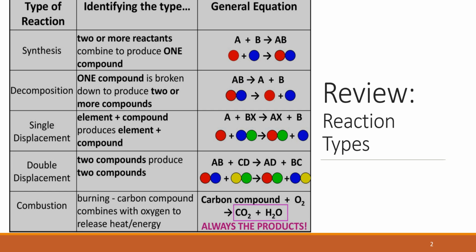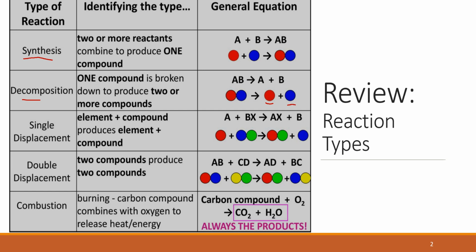Starting with the first reaction type, synthesis, which we called combination, that is where you have two or more reactants that are combining to form one compound, one product. Decomposition would be the opposite of a combination. In the case of decomposition, you have just one compound for the reactant, and it is breaking apart into two or more products.